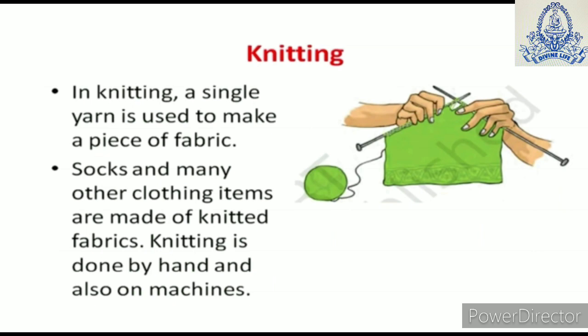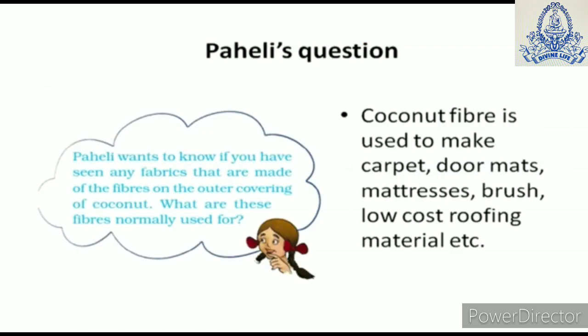And in knitting, a single yarn is used to make a piece of fabric. Socks and many other clothing items are made of knitted fabrics. Knitting is done by hand or also on machines. Now students, do you know coconut fiber is used to make car mattresses, brushes, low cost roofing material, etc.